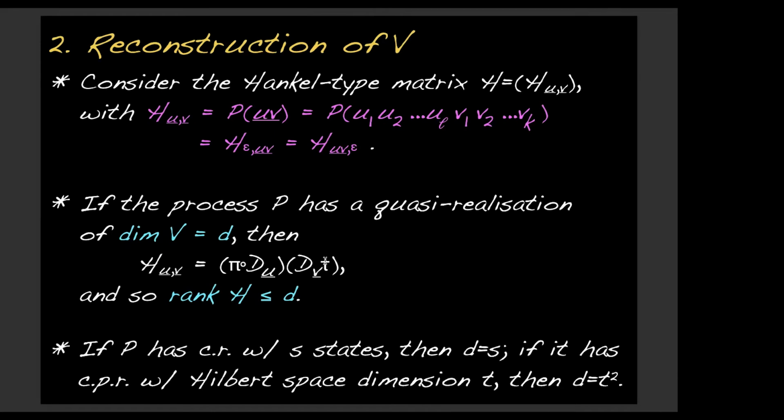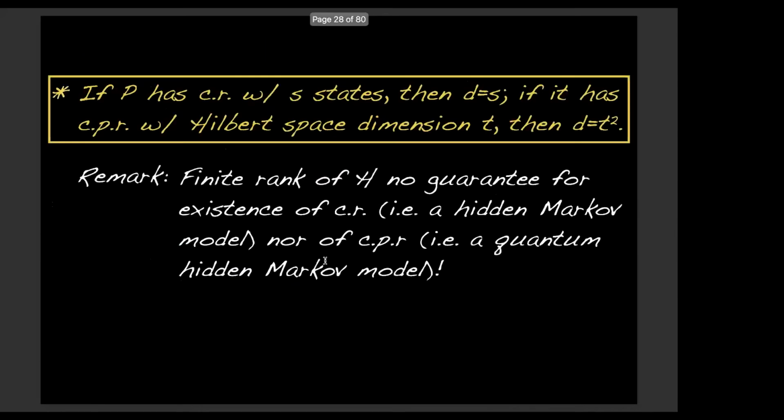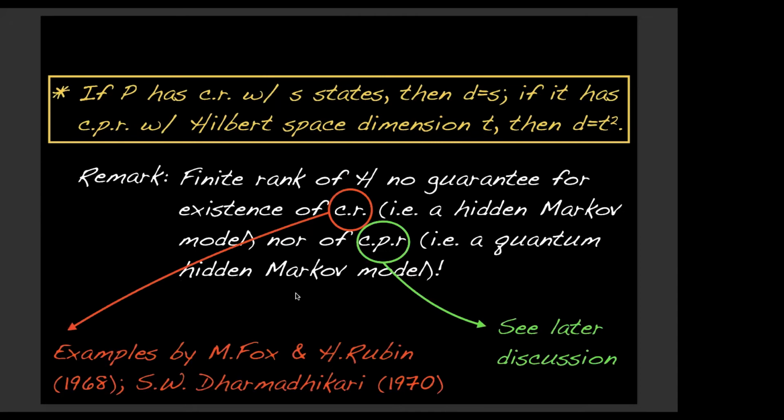And so if P has a completely positive realization with S states, then the dimension will be S, because I will just take probability theory. If it has a completely positive realization with Hilbert space dimension T, then d will be T squared, because we have to go to matrix dimensions. Conversely, a finite rank of H is a necessary condition for having a finite size quantum model or even classical model. Even if that is true, it is not a guarantee that a positive or even a completely positive realization exists. The first examples are from the 60s and early 70s for the positive realization, and for the completely positive realization, the paper with Alex has an example.